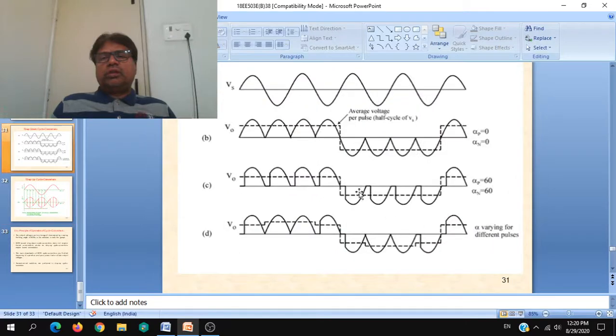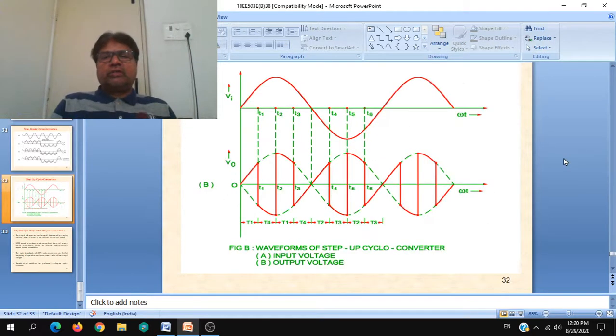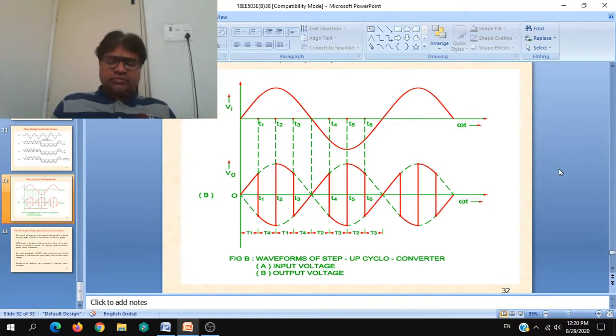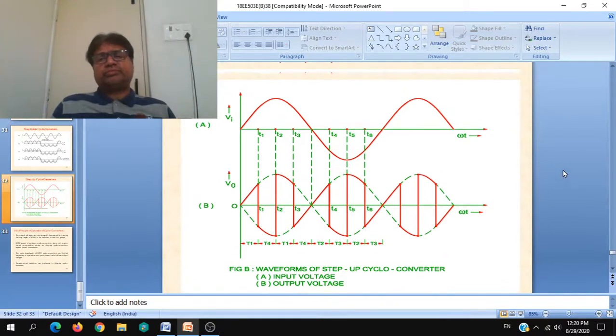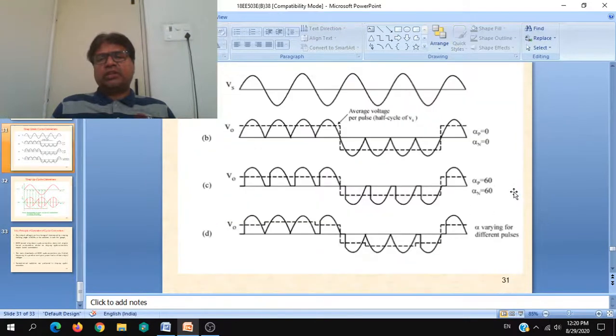You can draw one waveform for step down. For step down, many slides are there. For step up, only one slide is shown. But you have to draw the waveforms for both. That is step down aspect and step up aspect.